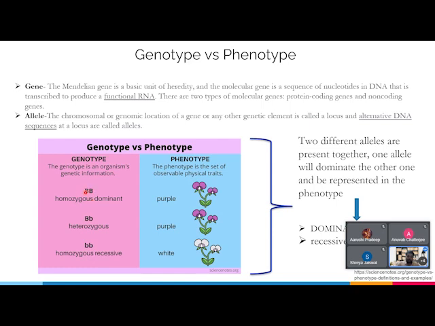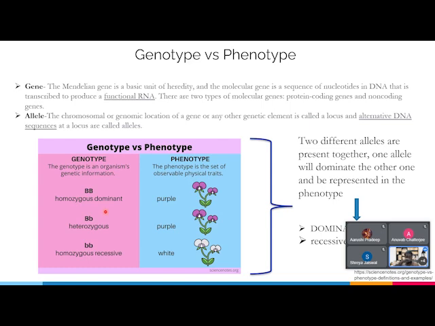So in case two capital B alleles are present in the genotype, then we get a dominant trait such as purple. If two recessive alleles are present, such as small b's, we get a recessive phenotype, that is white. But if both of them are present together, that is capital B and a small b, we still get a purple colored flower because the capital B dominates over the recessive small b. So in case of the phenotype, we will see purple in two cases and white in only one.